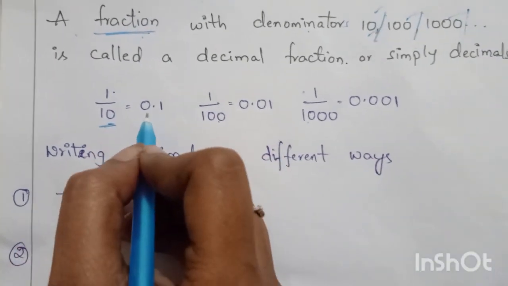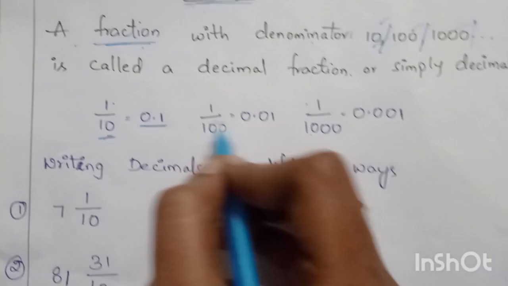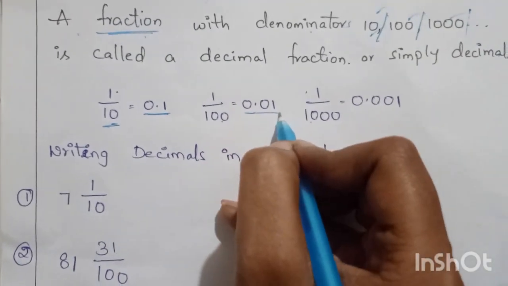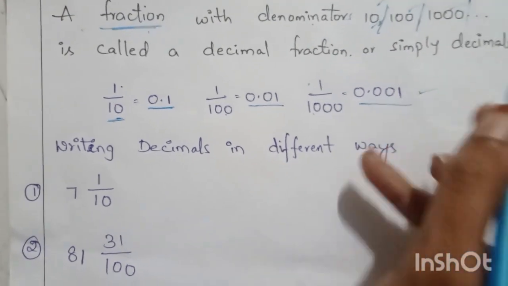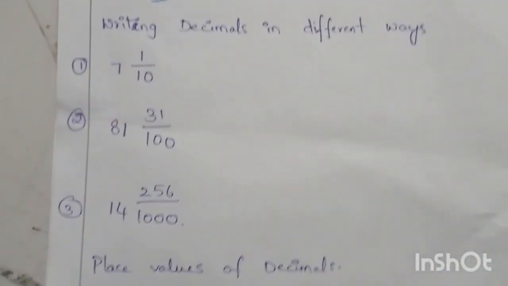1 by 10 can also be written as 0.1. 1 by 100 can also be written as 0.01. 1 by 1000 is written as 0.001. Right? Let's understand our today's homework.